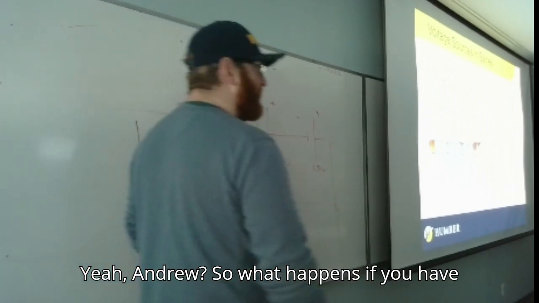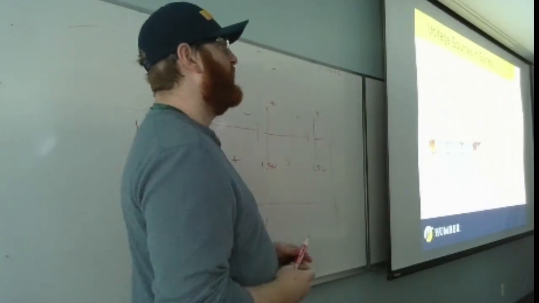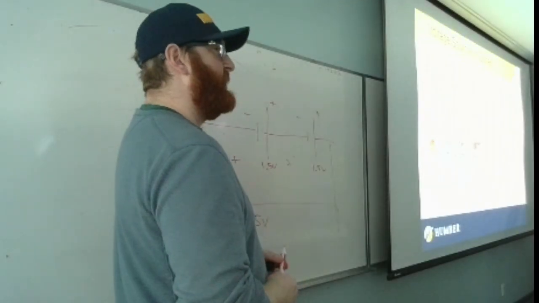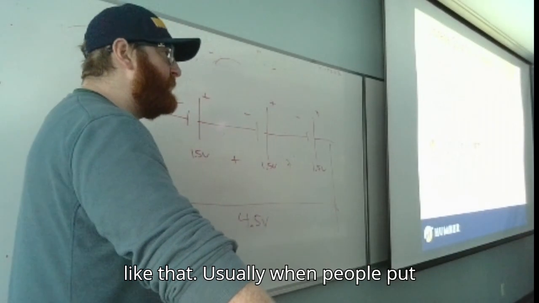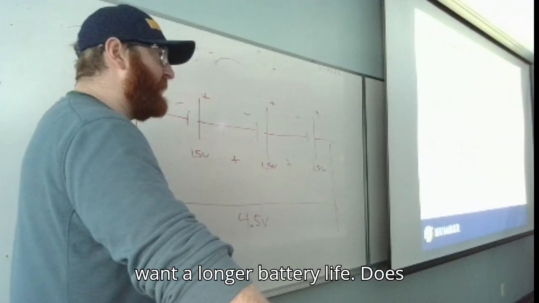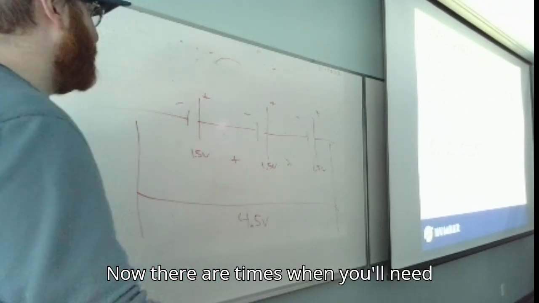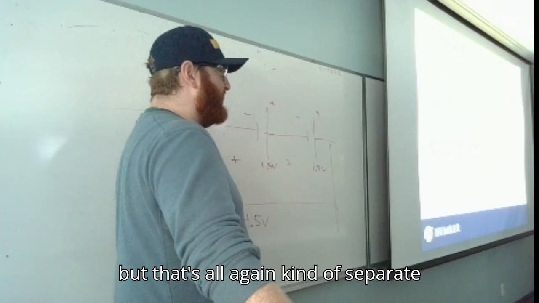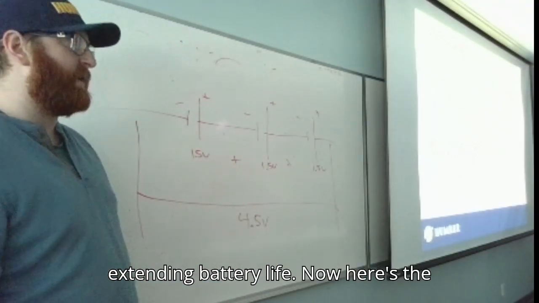Yeah, Andrew. So what happens if you have this system, but in parallel? I think you just have parallel. I don't think they add up like this or anything like that. Usually when people put batteries into parallels it's because they want a longer battery life. Does that make sense? Now there are times when you'll need different voltage levels as well, but that's all again kind of separate conversations. The main thing you would use parallel batteries for is for extending battery life.